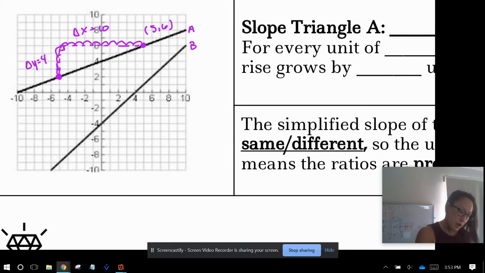For line B, let's find 2 good points. I see I have one right here. And I'm going to keep following my line. Oh, there's another good point right there. Let's go all the way down to the x-axis. Why not? Okay. So this time I'll draw my slope triangle from underneath the line. So I have 1, 2, 3, 4, 5. The change in x is equal to 5. 1, 2, 3, 4, 5. The change in y is equal to 5.